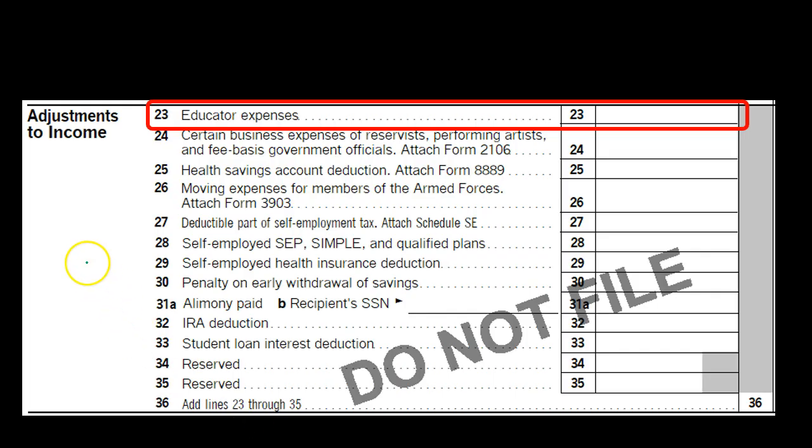Here is the adjustments to income. We're on line 23. That's going to be the educator expenses, special expenses for people that qualify as qualified educators and have qualified expenses related to that.